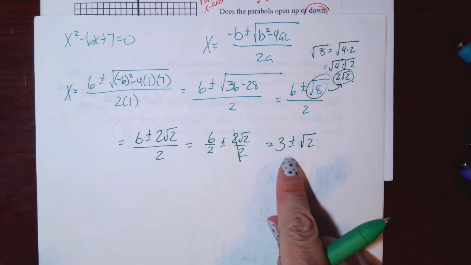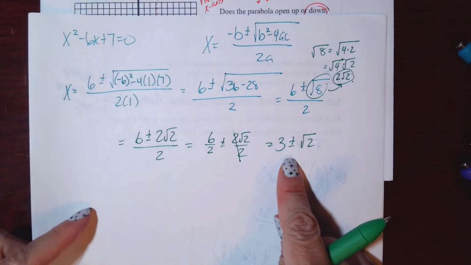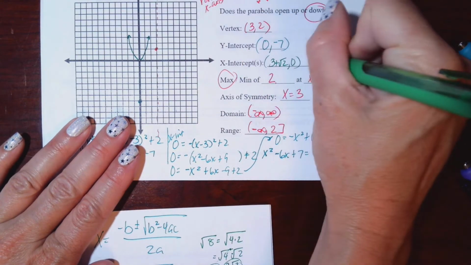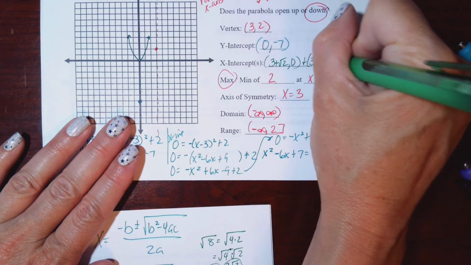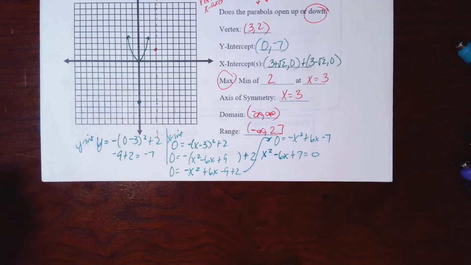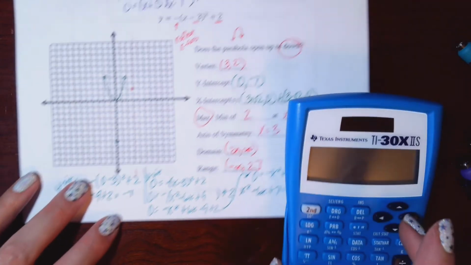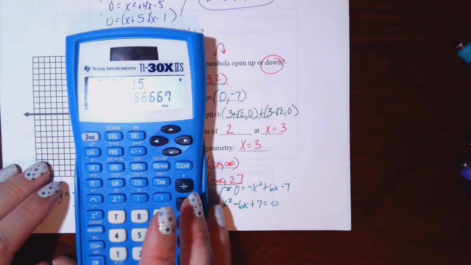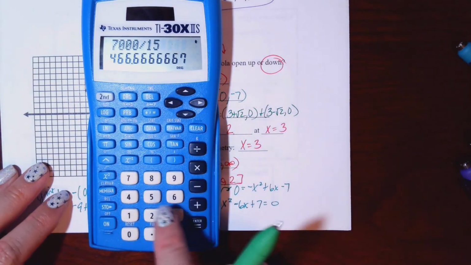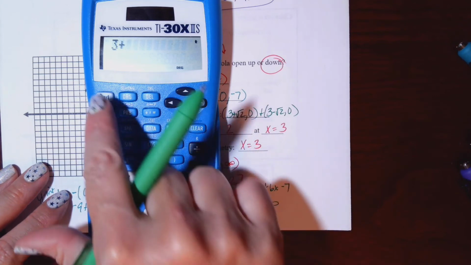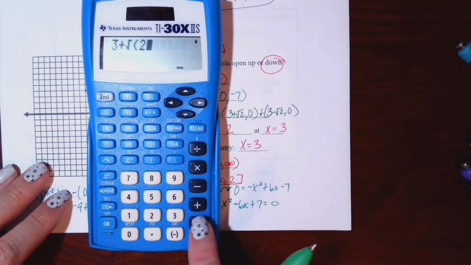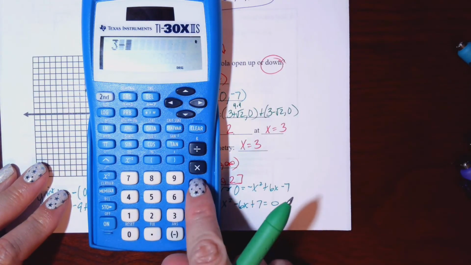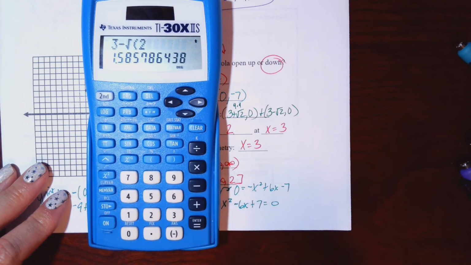So these are the x-coordinates for my x-intercepts. I've got 3 plus square root 2, 0. And I've got 3 minus square root 2, 0. Now, on my graph, to figure out about where to put that, I want to give my answer in its exact values, 3 plus and then 3 minus square root of 2. But to figure out where to put that on my graph, I'll do 3 plus the square root 2, and I get about 4.4. And then I do 3 minus square root 2, and I get about 1.6.